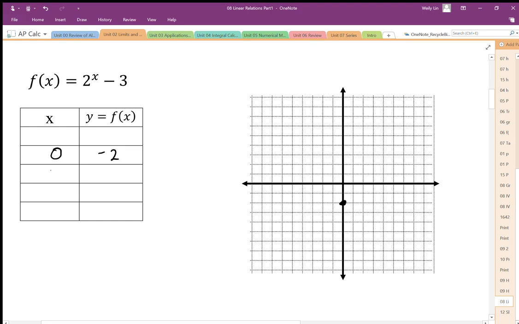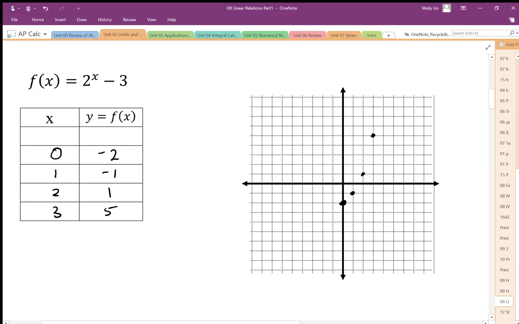And as I plug in points, for 1, I'm going to times by 2, so it's going to be negative 1. 2 squared minus 3 is 1. I'm going to end up with 2 to the power 3 is 8, minus 3 is 5. So I'm going to end up at y equals 5.